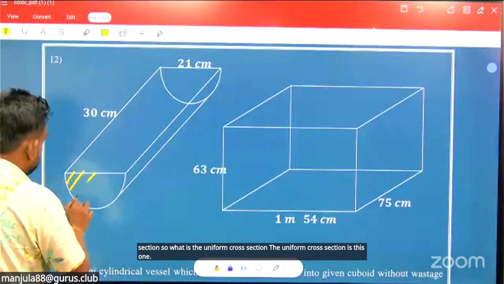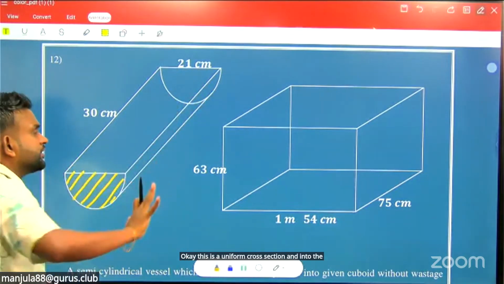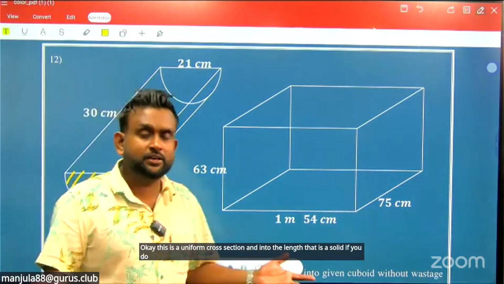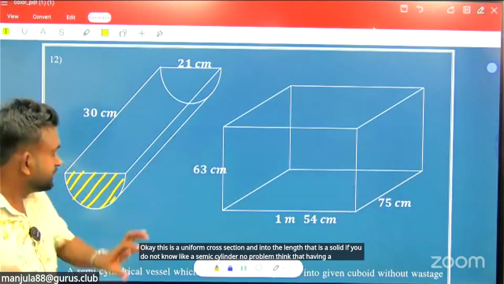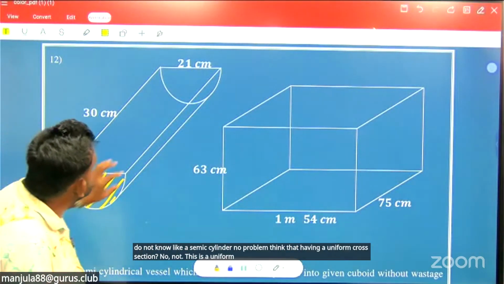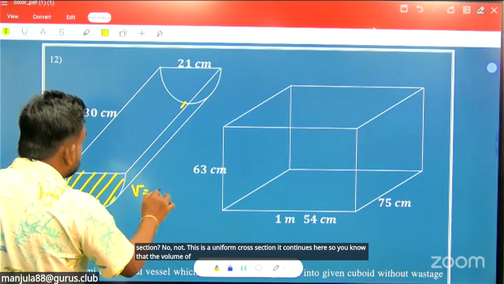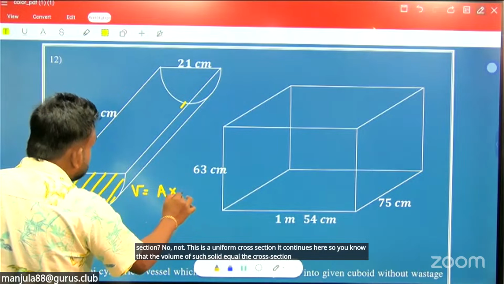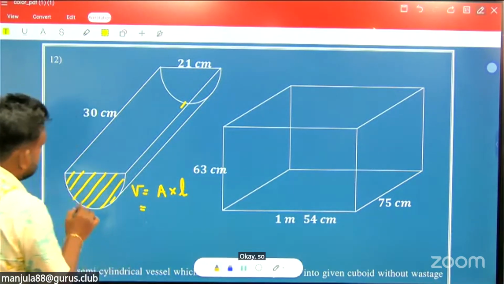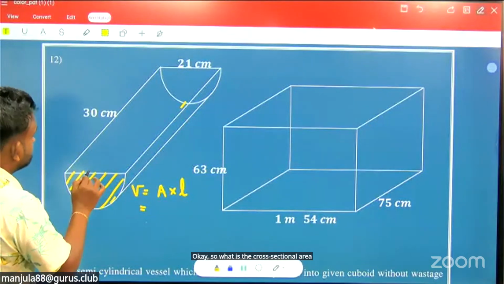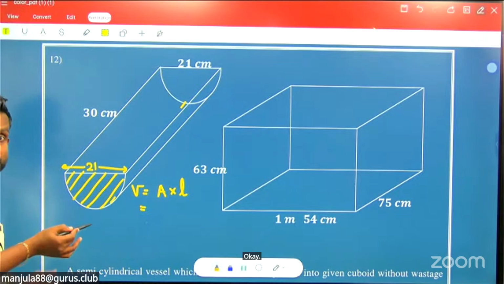This is a uniform cross section and, multiplied by the length, that is a solid. If you do not know what a semi cylinder is, no problem, just think whether it has a uniform cross section or not. This is a uniform cross section, it continues here. You know that the volume of such a solid equals the cross sectional area into the length of that solid. So what is the cross sectional area? This is the diameter 21. Then the radius is half of that.